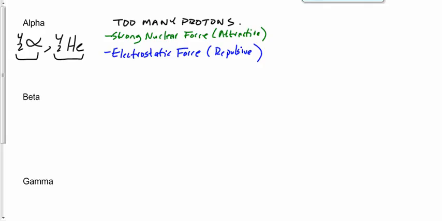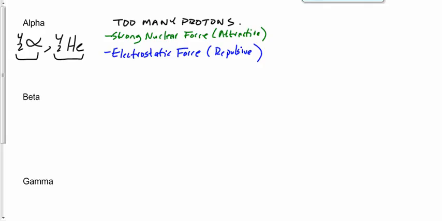Now, if the strong nuclear force, which is an attractive force, is bigger than the electrostatic force, then the nucleus stays together. But if the repulsive electrostatic force is bigger, then the nucleus breaks apart. It's as simple as that. If we're all holding hands and pulling each other together, the strong nuclear force is big. But if we're pushing each other apart, then the repulsive electrostatic force is big. If the repulsive force is bigger, we don't stay together. If the attractive force is bigger, we do stay together. It's as simple as that.